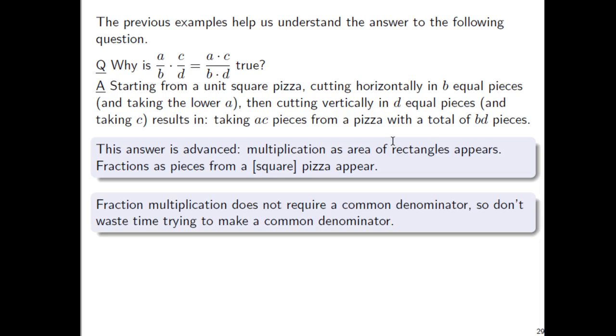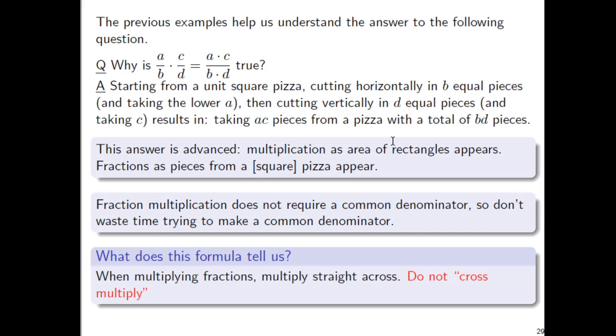So fraction multiplication, first of all, doesn't require a common denominator at all. So please don't waste time trying to make a common denominator. And what is this formula really trying to say? This formula using symbols is trying to clarify that what's going on for multiplying two fractions is you should take one fraction and another and just multiply straight across. Do not cross multiply. Cross multiplying is a concept that appears in some other situation that we have not dealt with yet.